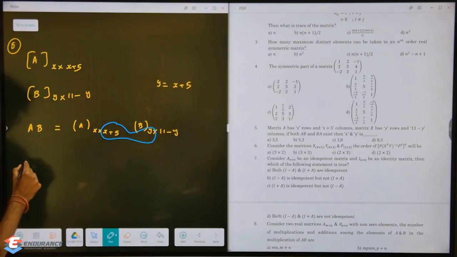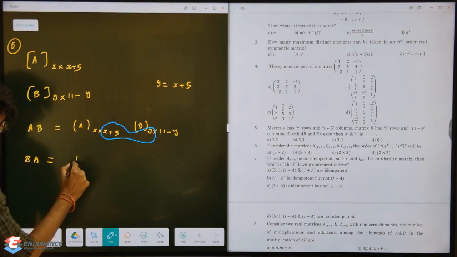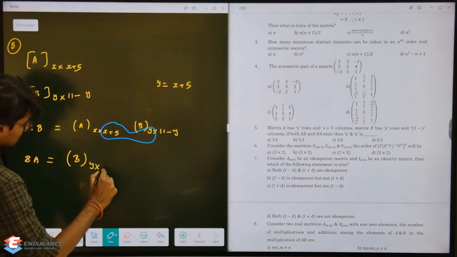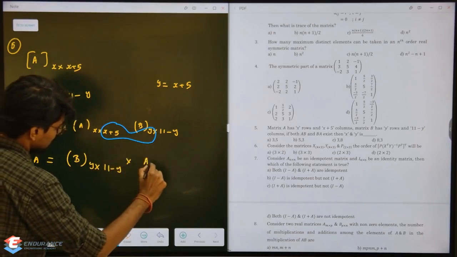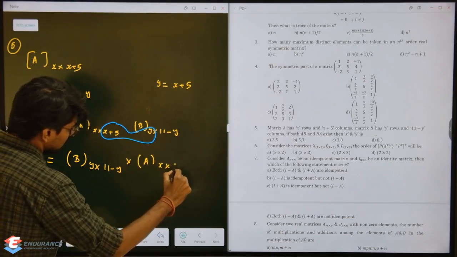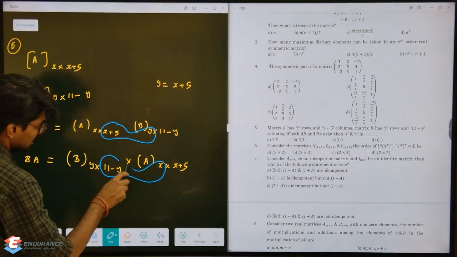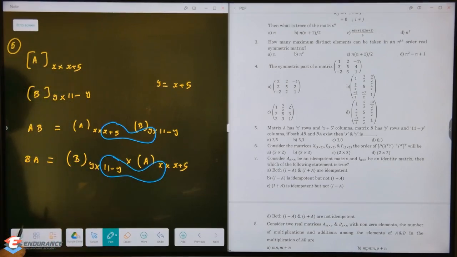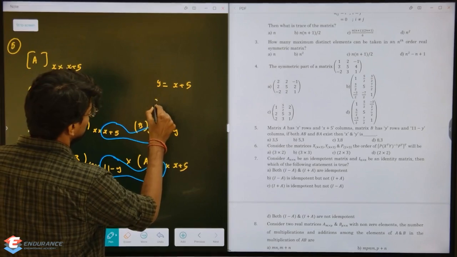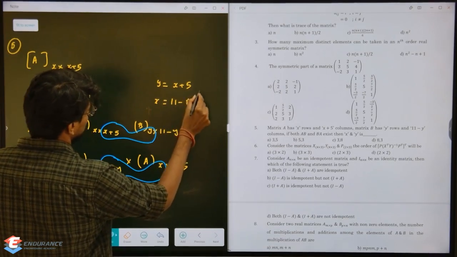The second condition, BA also exists. Okay, so B is Y cross 11 minus Y, A is X cross X plus Y. Again, column in first matrix and row in second matrix should be same. So X should be equal to 11 minus Y.